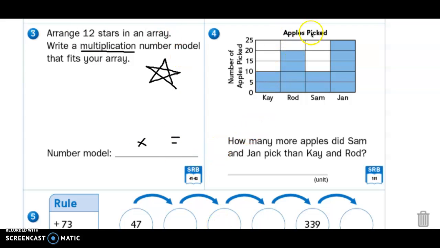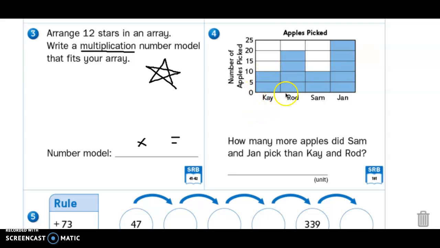Number 4. We're talking about apples picked. I know that because it's the title. This side says number of apples picked. Remember, always check how much we are going up by. What is our scale? I see 0, 5, 10, 15, 20, 25. It's not going up by ones. What is it going up by? What does each line represent?